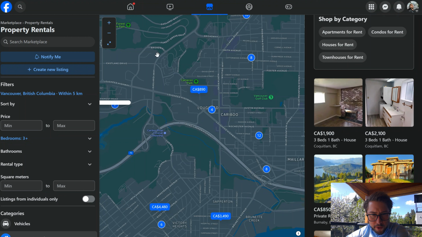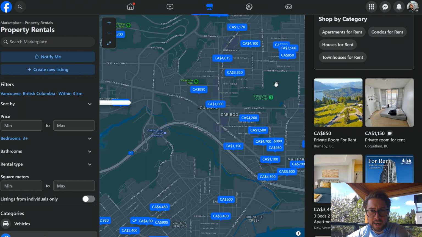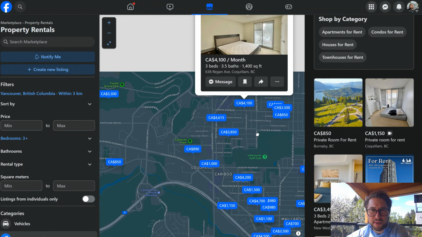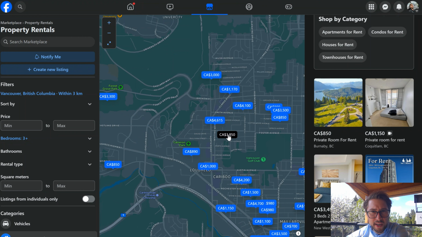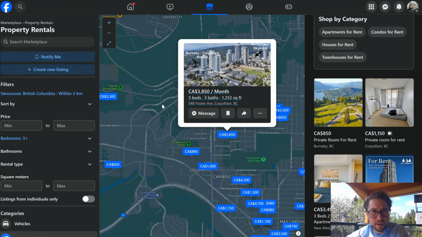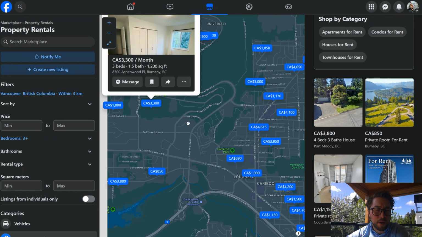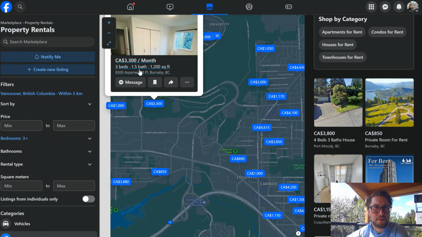So I looked at a few 3 beds in the area, and they're going for around 3,000, 4,000. This one, 3 beds, 3 baths, 4,000. This one is 3 beds, 3 baths, 1,000 square feet. And this one is, I think this one was the most comparable to our unit. This one is 3,000, 1.5 bath. So I think that's pretty close to our unit.